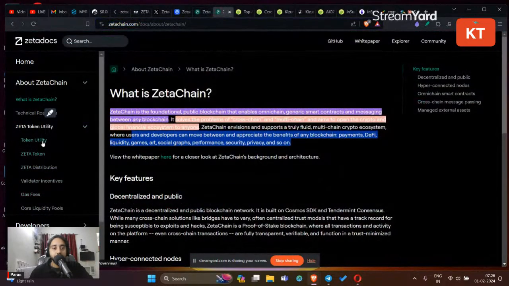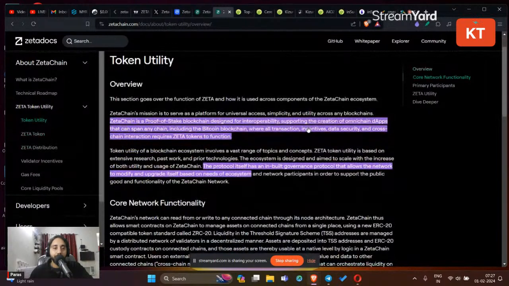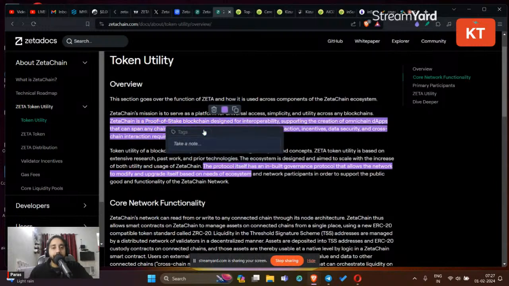Okay, so this is Zeta. What is the token about? What is the token utility? Let me just take you through all of it right now so that you can get clarity before you start trading. So first of all, ZetaChain is a POS blockchain. Okay, it is proof of stake, not proof of work. That is first thing first.